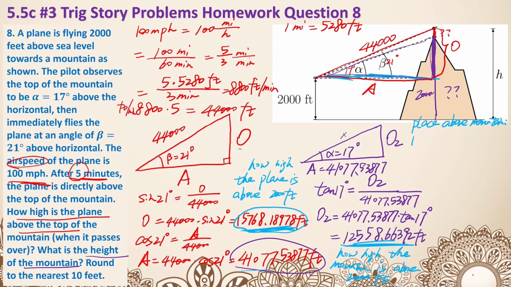So 15768.18978 minus 12558.66392. And that's going to give us 3209. Let's round this time to the nearest tenth. So it's 3209.5 feet.